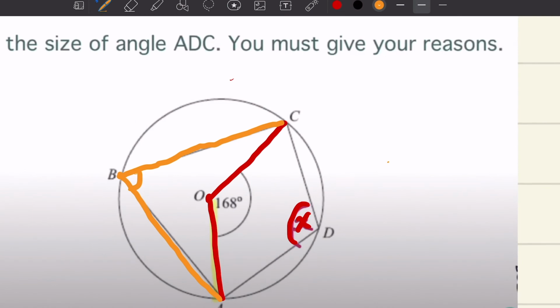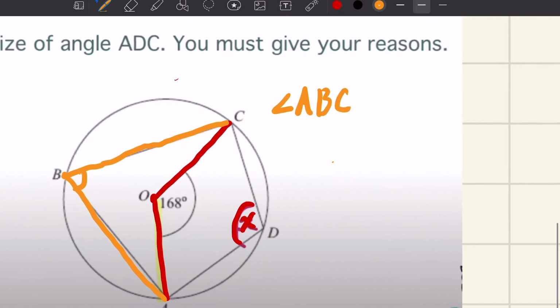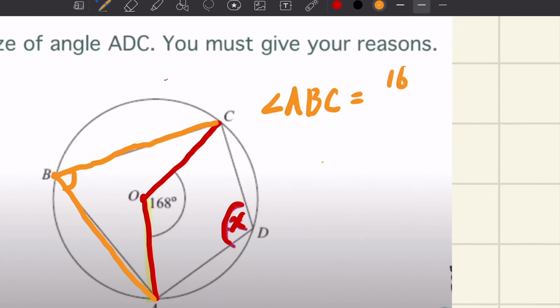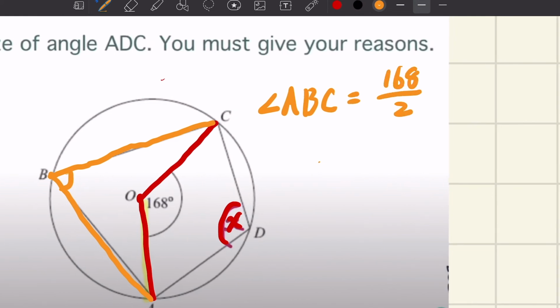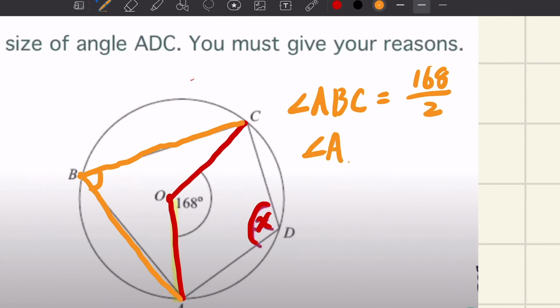So according to the theorem, the inscribed angle is half of the central angle. So here we can know that angle ABC is equal to 168 divided by 2. So angle ABC is equal to 84 degrees. After knowing that angle ABC is 84 degrees, let me just label it on the image.